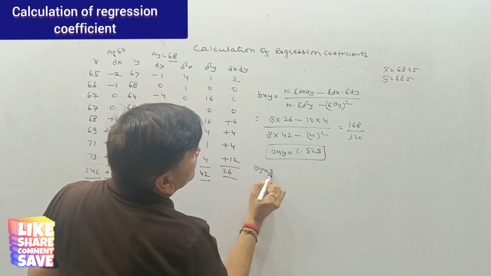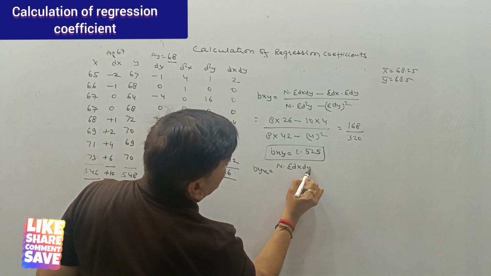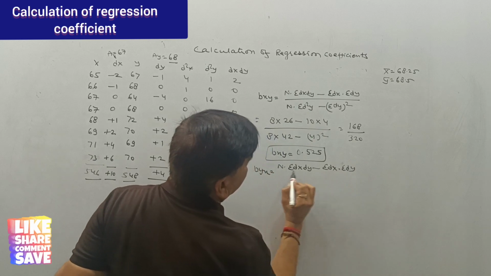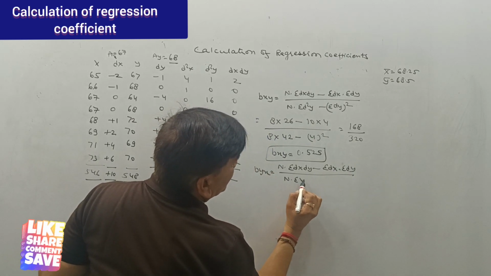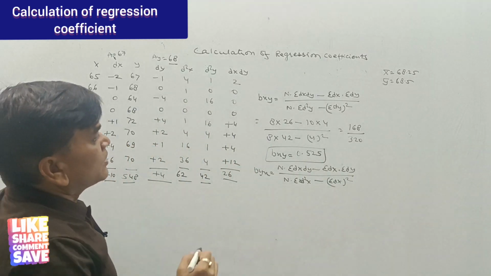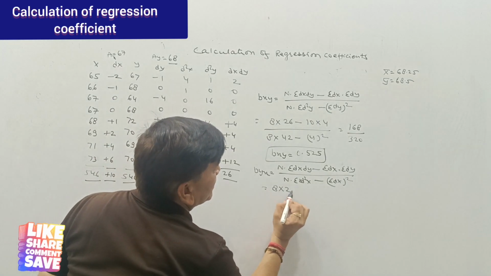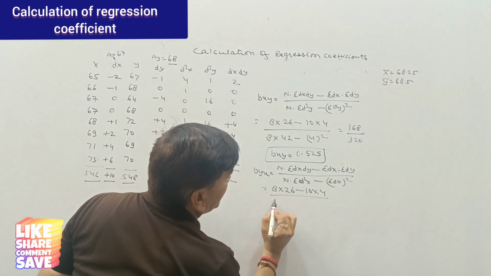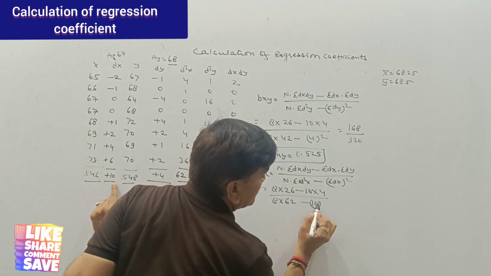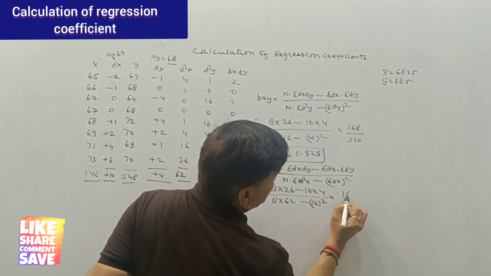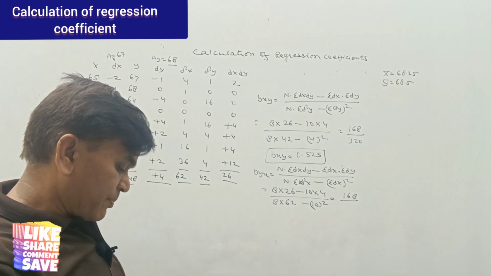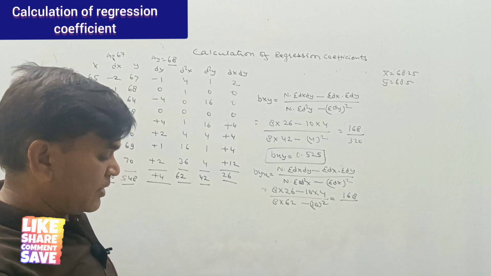And the byx value is n multiplied by sigma dx dy minus sigma dx multiplied by sigma dy, upon n multiplied by sigma d square x minus sigma dx raised to power 2. So that will be 8 multiplied by 26 minus 10 multiplied by 4, divided by 8 multiplied by 62 minus 10 raised to power 2. So the upper value will be 168, divided by 62 multiplied by 8 minus 10 multiplied by 10, that is 396.